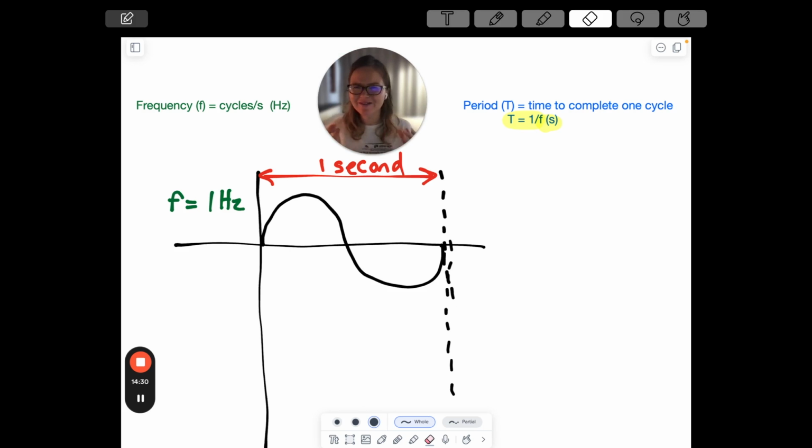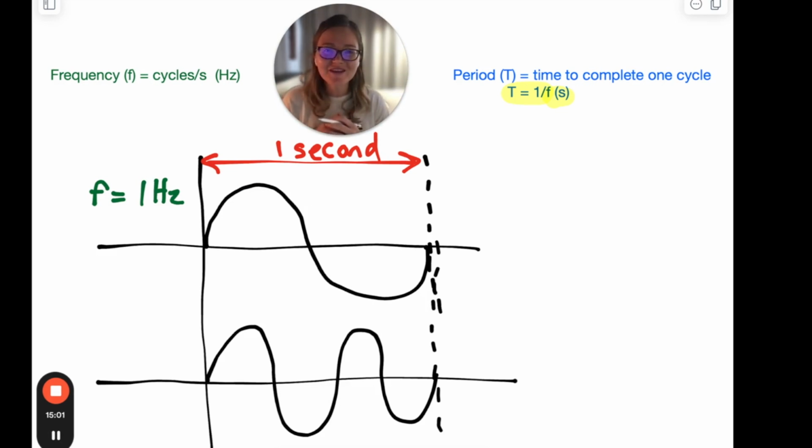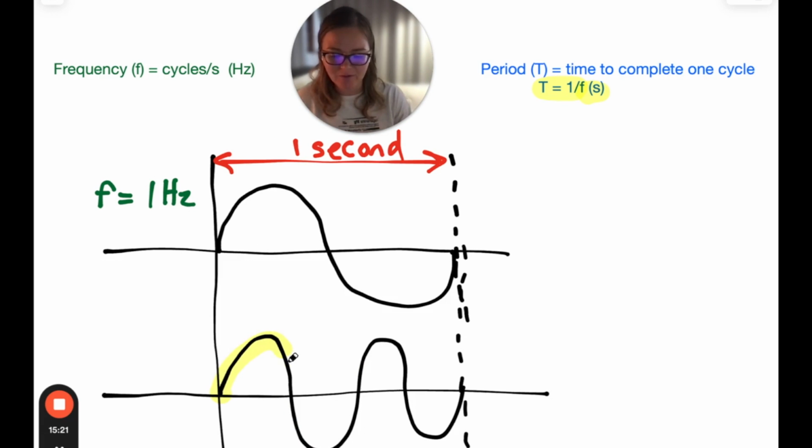So now let's think about why period and frequency are going to be inverses. Well, let's go ahead and draw another wave here. So what would be the frequency of this new wave? Well, how many cycles does it complete per second? We see that it completes 1 and then 2 whole cycles in a second. So our frequency here is going to be 2 hertz.